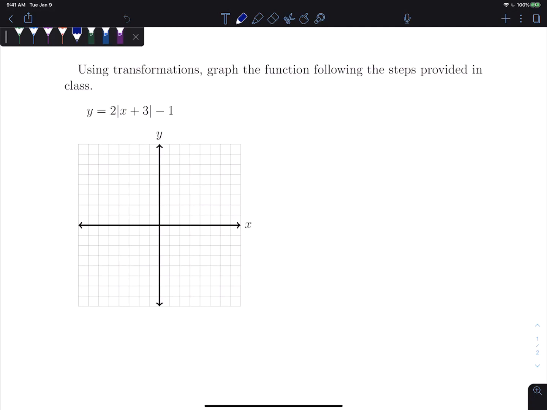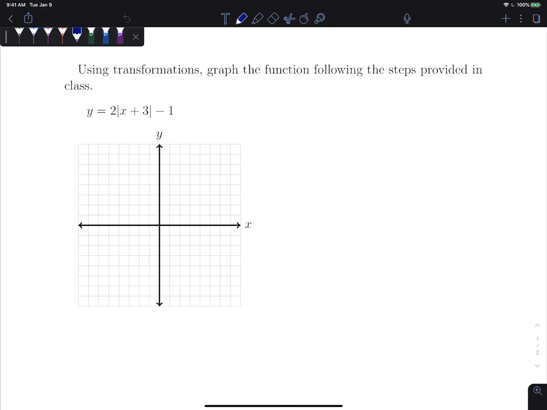Hello. In this video, we're going to start graphing using transformations. This first part of the video is going to be what I would expect you to do if you are doing this by hand. And the last part of the video is going to be showing you how you would do this in, say, MyMathLab or something like that. So, using transformations, graph the parent function following the steps provided in class.